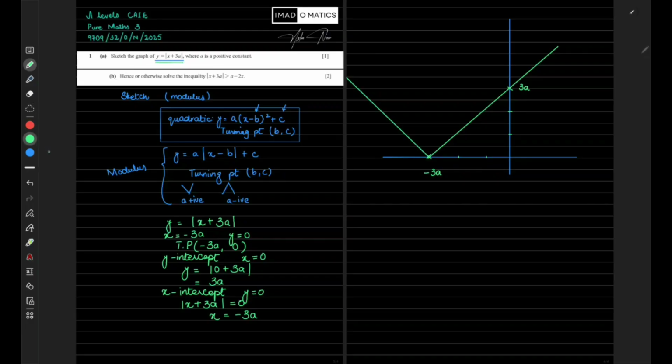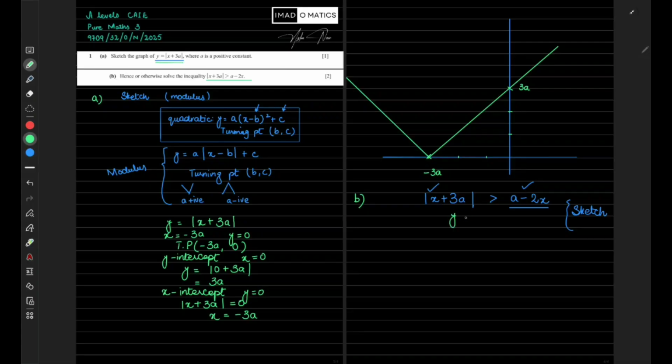Now part B says, hence or otherwise solve the inequality. Whenever we need to solve an inequality where you have a modulus on one side and a simple equation on the other side, you have to sketch this and then find the solution from the graph. We have already sketched this modulus. Now we have to sketch this equation, which is the equation of a straight line.